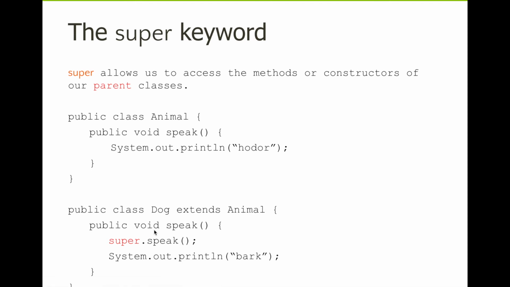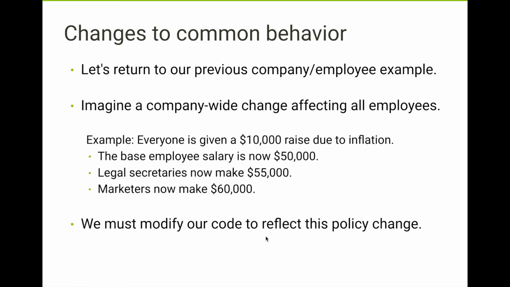I would only tell it to speak once. If I told a dog to speak, it would say Hodor and then bark. It would say both because I called the superclass method speak. It's going to do what the animal class does, and then it will also do what a dog does. It'd be weird to see a dog say Hodor, but it's just an example.